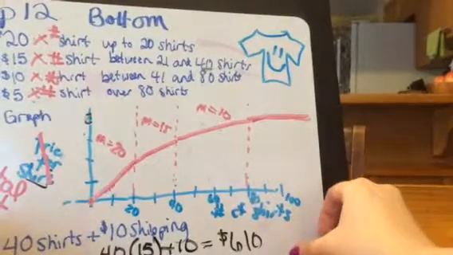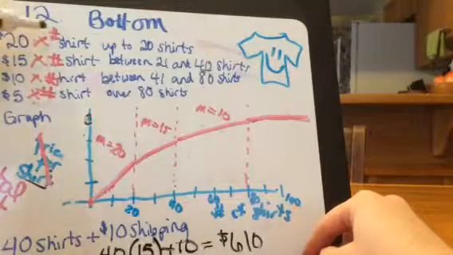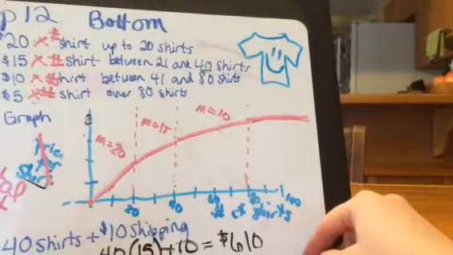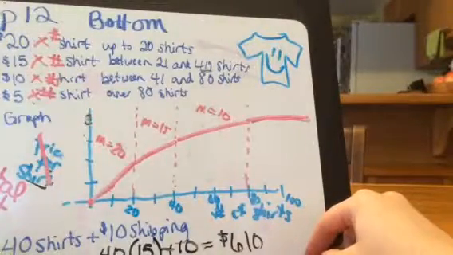Just another way to think about this as a total cost. We'd need it per shirt, so we'd have some multiplication going on here. And we can see now that what that does is change the slope of our line.